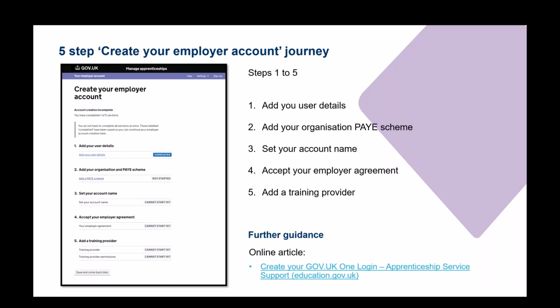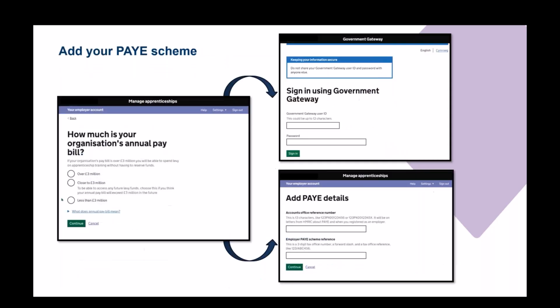We will not go through the entire registration process now. A video showing the full 5-step registration process will be made available on our YouTube channel shortly. We will, however, show you the 2 different methods an employer can add a PAYE scheme and how they sign the employer agreement, as they cannot get funding for apprenticeship training without it. Next slide, please. Adding a PAYE scheme to an employer account is step 2 of the 5-step registration journey.